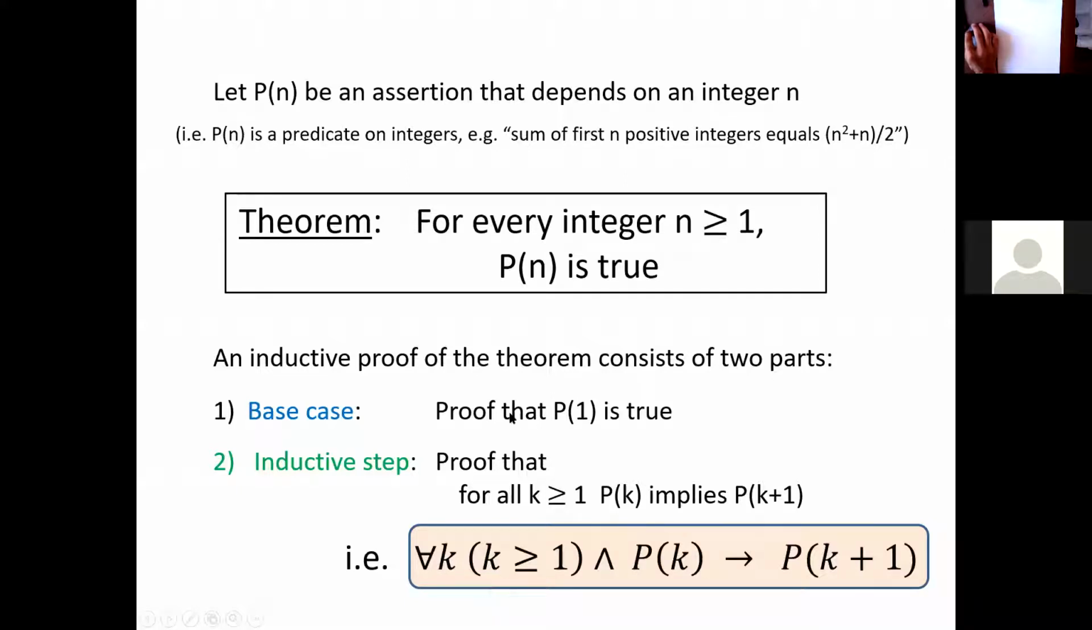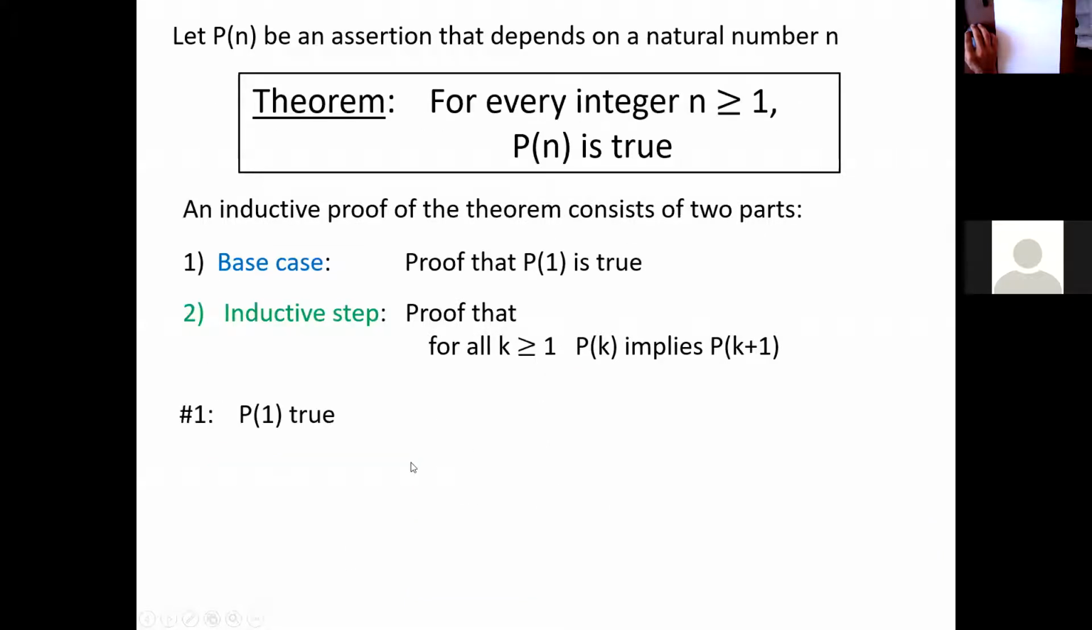Why these two? So the P1 is true, and this implication is true. Why do they imply that Pn is true for all integers greater or equal to 1? Well, let's do it sort of by hand. Definitely P1 is true, that just follows from the base case, right? That's the base case explicitly.